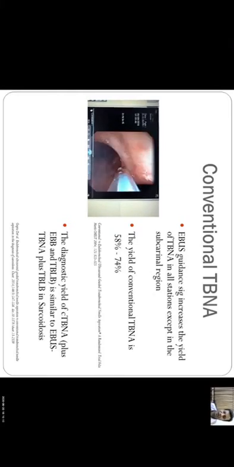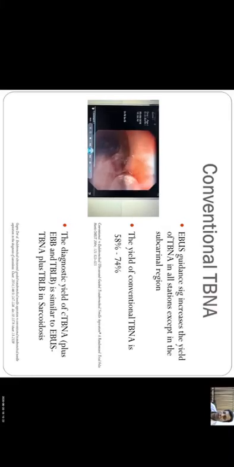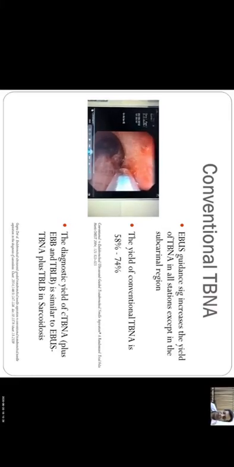So, if you are having an enlarged subcarinal lymph node, the yield of conventional TBNA and EBUS guided TBNA is almost similar. So, the yield of conventional TBNA is around 58 to 74%, which is not that bad, especially since there is a huge cost difference.